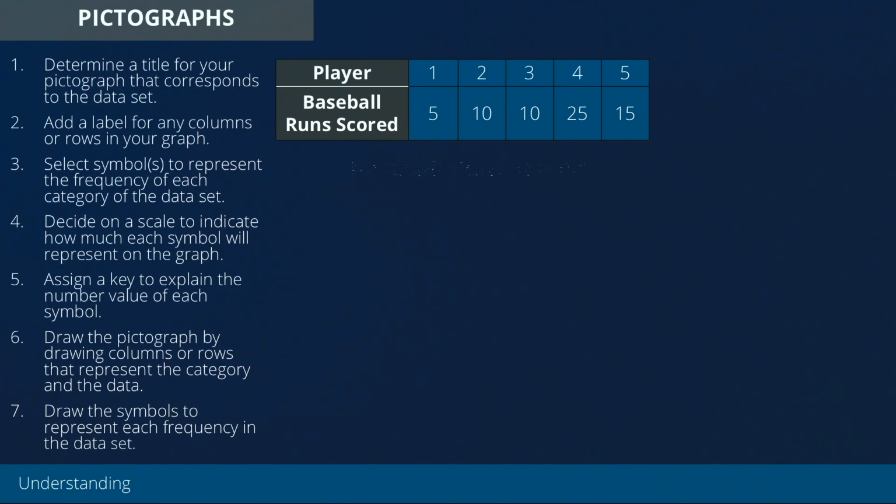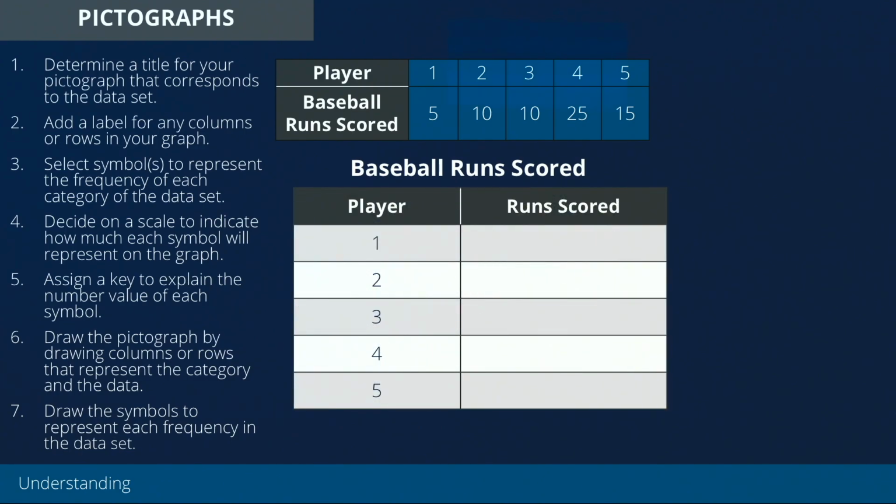Well, we're going to show those baseball runs, so maybe a title would be Baseball Runs Scored. And then I'm going to go ahead and put in my table, and I'm going to add a label for any columns or rows. So here you can see I've got my players in the first column, and then I'm going to show the runs scored in the second column, and I'm going to show those runs scored with a picture. Speaking of that picture, I'm going to use a baseball, and each baseball is going to represent 5 runs.